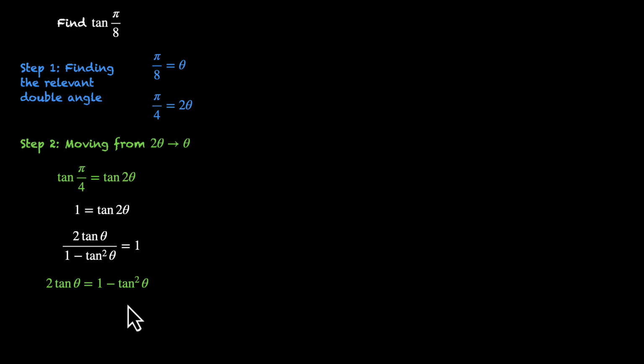Now this is a quadratic in tan theta. Next step will be to solve the quadratic. Let's assume a variable here. Let's assume tan theta is x. So this is 2x equals 1 minus x square. Rearranging, x square plus 2x minus 1 is equal to 0.